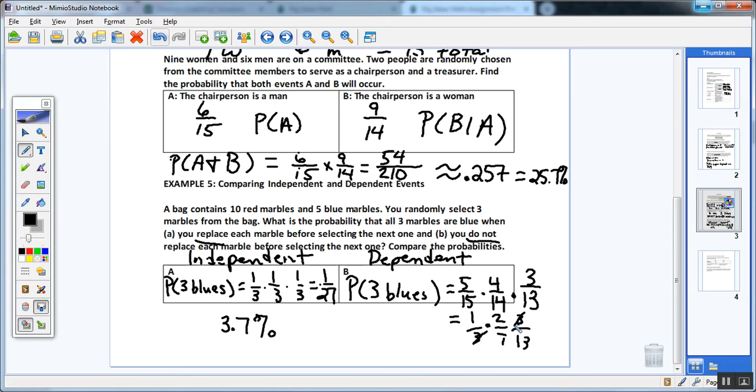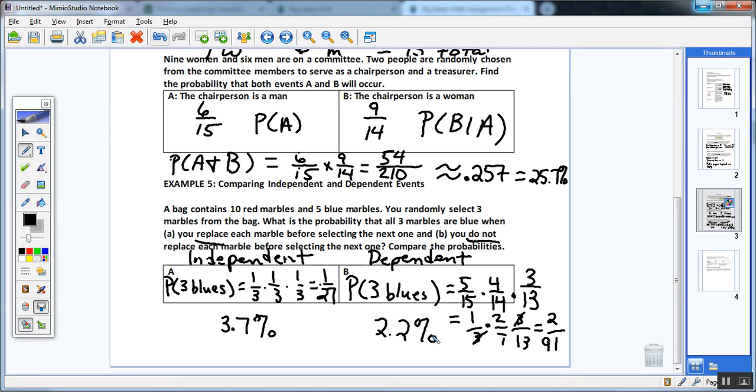What's 1 times 2 up top? 2, right? 7 times 13 on the bottom, I know that's 91. Somebody run 2 divided by 91 for me. 2.192%. So about 2.2% for this one? Yeah. Exactly what we expected, right? We thought we'd have better probability of winning when we replaced as opposed to when we were not replacing, okay?